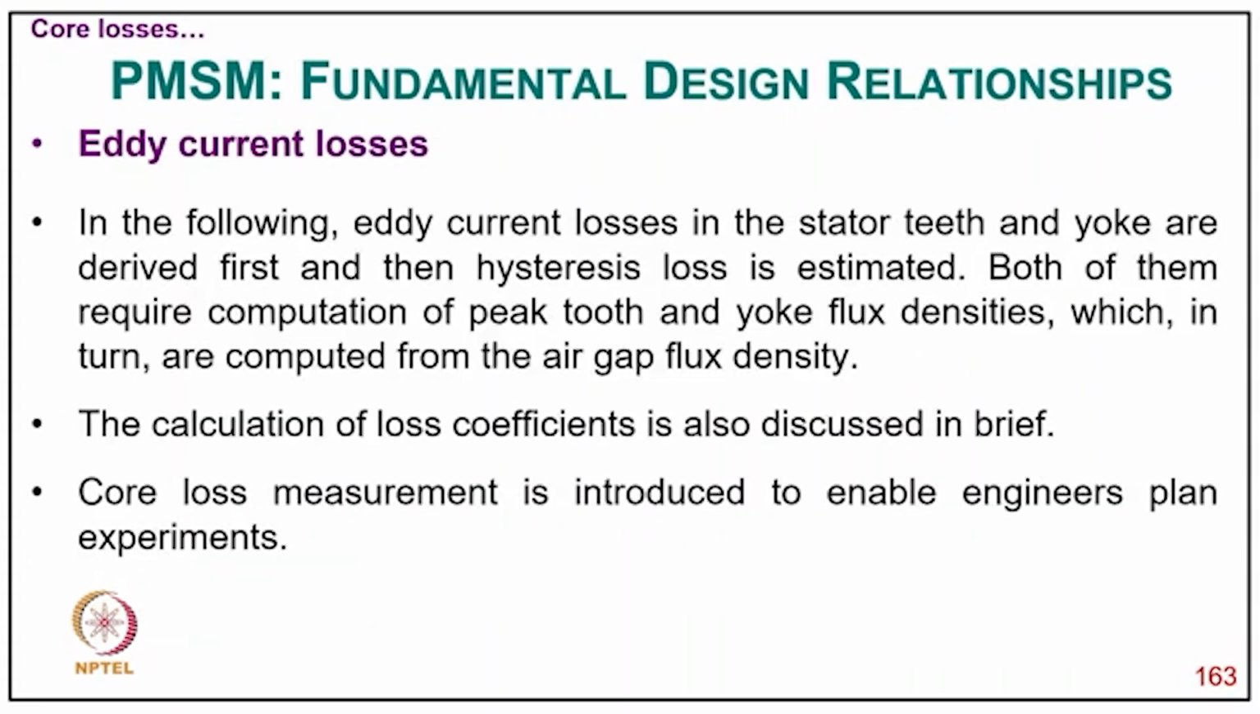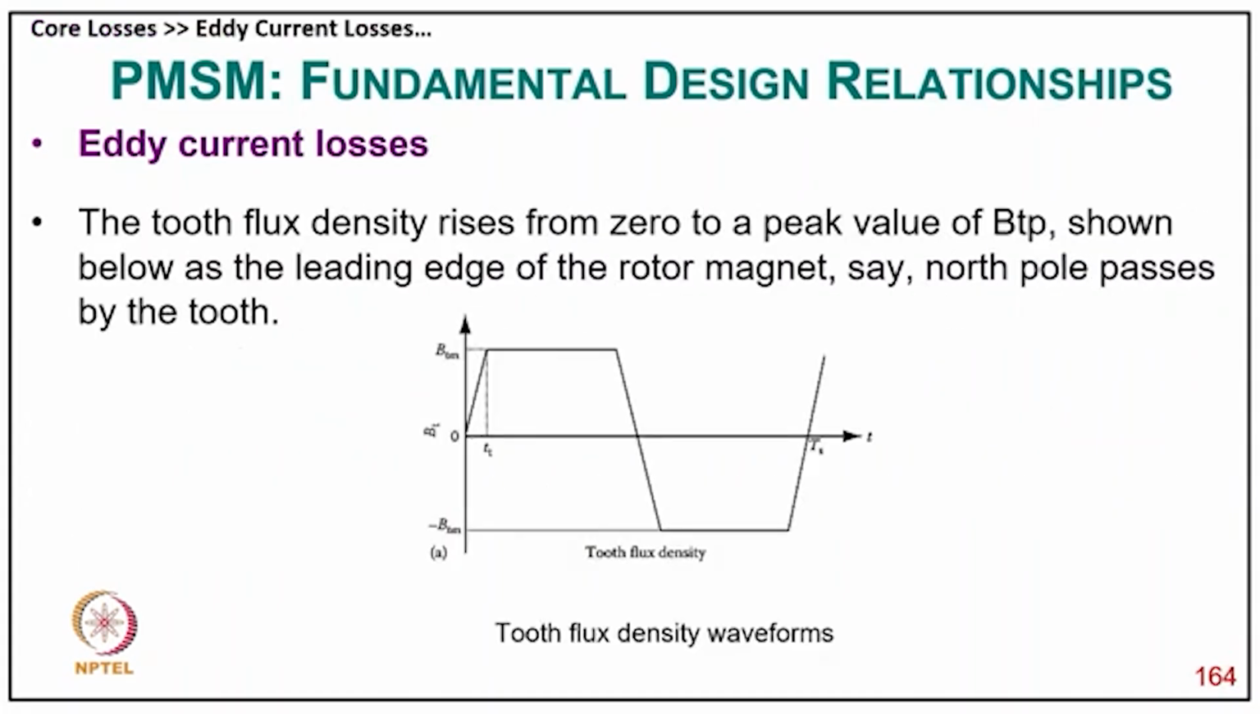Now coming to eddy current loss, in the following, eddy current losses in the stator teeth and yoke are derived first and then hysteresis loss is estimated. Both of them require computation of peak tooth and yoke flux density, which in turn are computed from the air gap flux density. The calculation of loss coefficient is also discussed here in brief, and core loss measurement is introduced.